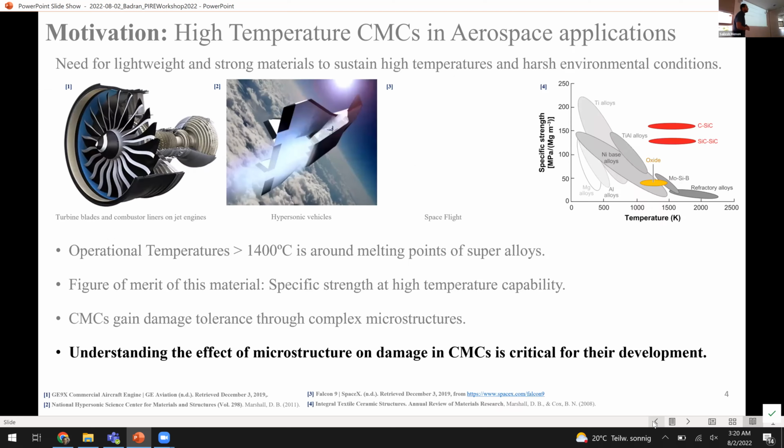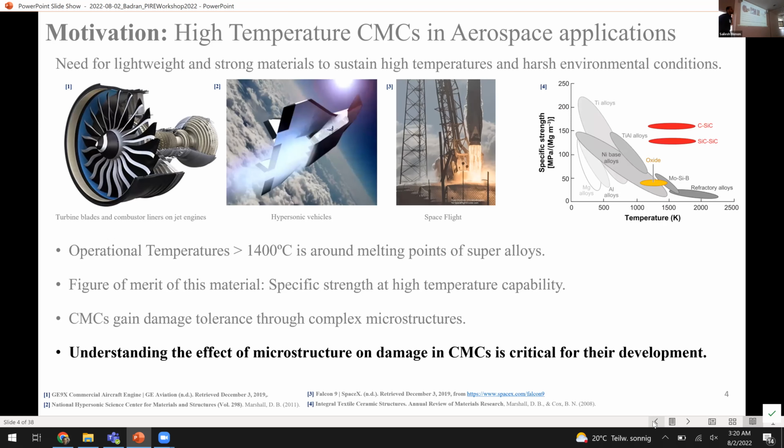So this is something you've seen maybe from all of us, the importance of CMCs and their use cases in aerospace and even other fields. But what I really want to stress where my work goes is really understanding the effect of microstructure on damage of these composites.